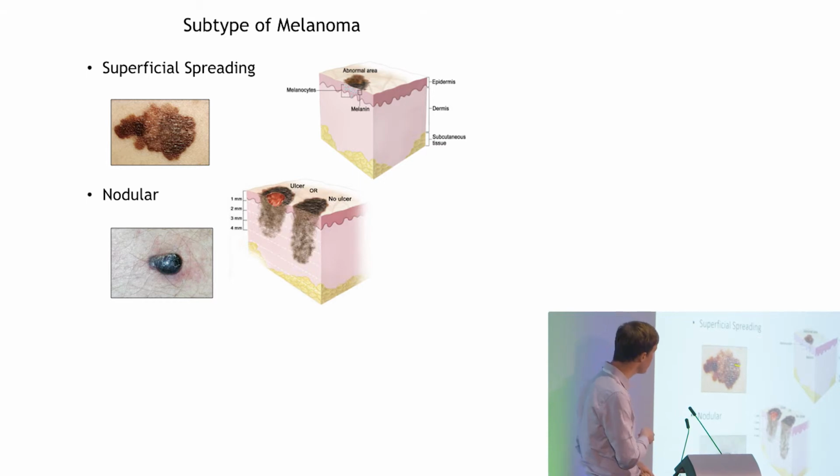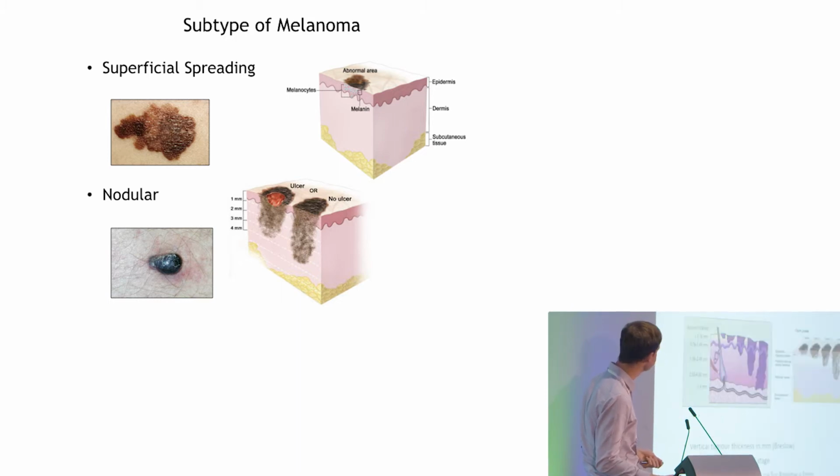And therefore, this subtype is associated with a better prognosis than the nodular subtype, which on appearance on the skin is a palpable lump. And when we examine this type of melanoma under the microscope, it generally has already invaded quite deeply and therefore, unfortunately, is associated with a worse prognosis.